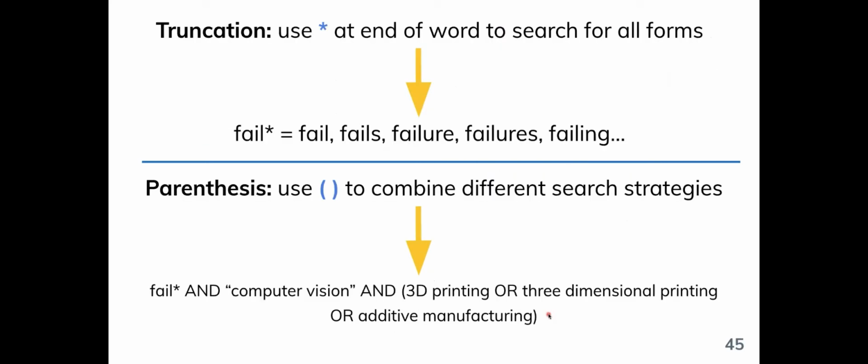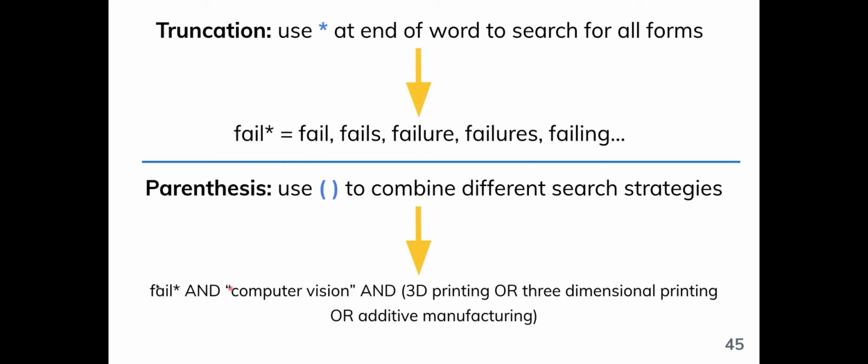Other things you can do, like you can add truncation, which means you add an asterisk at the end of your root word to tell the database to search for all forms of that word. So if I put in FAIL asterisk, I'm telling the database to search for all variations of that word. So fail, fails, failure, failures, failing, etc. You get the idea. And you can use parentheses to combine these different search strategies.